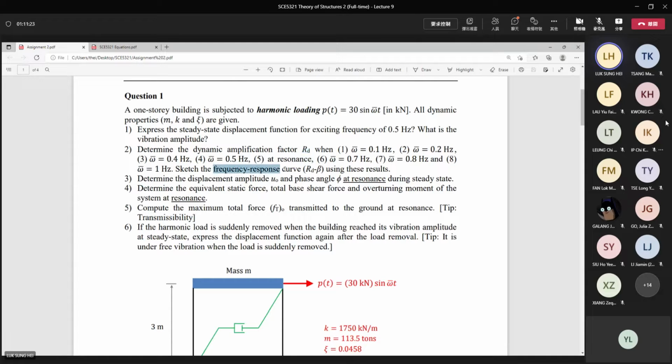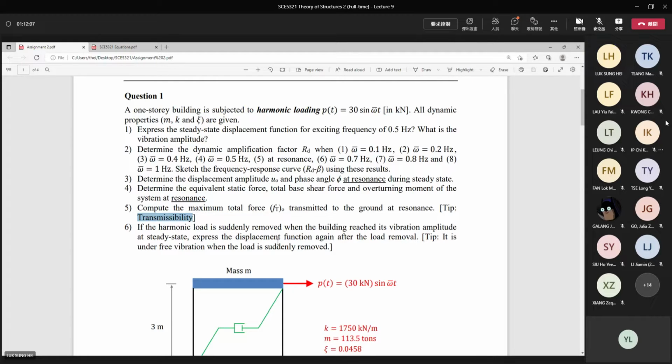We call it the frequency response plot. In the notes, I showed you some examples of frequency response plots. Here, it just asks you to simulate it yourself. Very easy. Then it tests whether you understand so-called resonance. In part 3, you're asked to find the displacement at resonance. Resonance means the loading frequency equals the natural frequency of the system. It just tests this knowledge, resonance. And then calculate the equivalent static force. Part 5 asks you to find the total force transmitted to the support, which means using the idea of transmissibility that we learned last time.